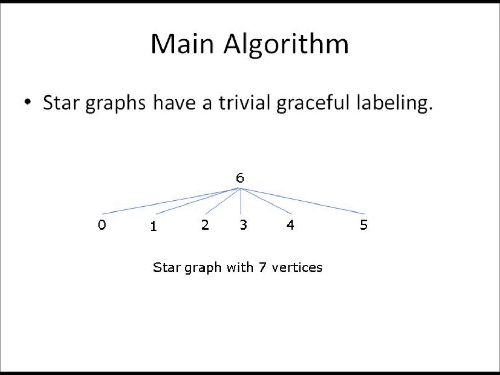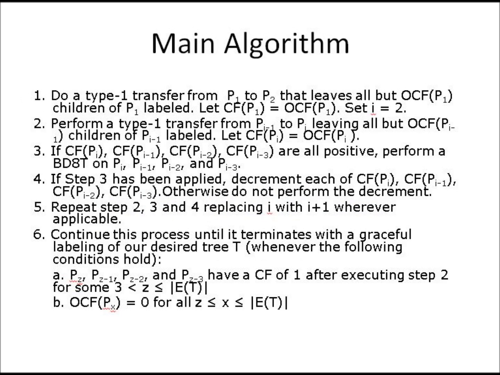Now we will describe our main algorithm. First, all star graphs, or graphs with a diameter of 2, have a trivial graceful labeling. This is demonstrated here. Simply label the root with a maximum vertex label, and label the children with all the other labels from 0 to the maximum -1.